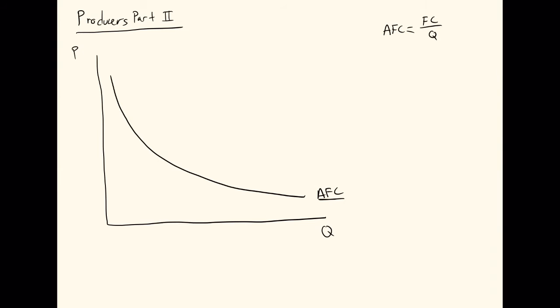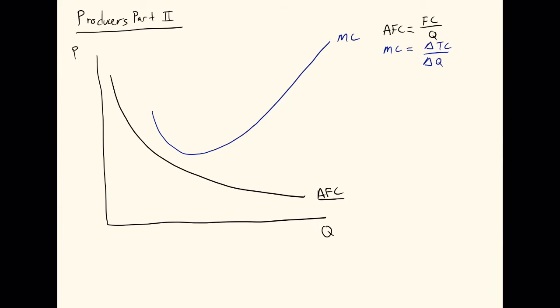Our next curve, and possibly our most important curve, is going to be our marginal cost curve. And I'll draw that out here. Our marginal cost curve, we find that by finding the change in total cost over the change in quantity. And more on that in a second. Let me get the rest of these curves out here and we'll discuss it further.